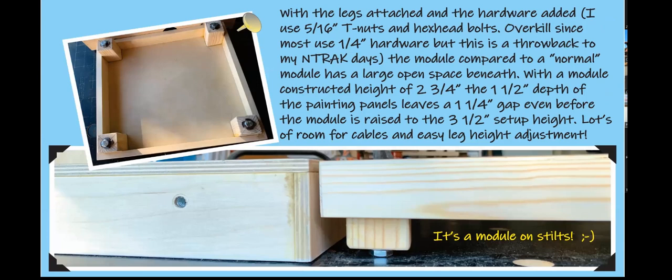With the legs attached and the hardware added, I use 5/16 inch T-nuts and hex head bolts. Overkill, since most people just use 1/4 inch hardware, but this is a throwback to my N-TRAK days. The module compared to a normal module has a large open space beneath. With a module constructed height of 2 3/4 inches, the 1 1/2 inch depth of the painting panels leaves a 1 1/4 inch gap, even before the module is raised to the 3 1/2 inch setup height. Lots of room for cables and easy leg height adjustment.